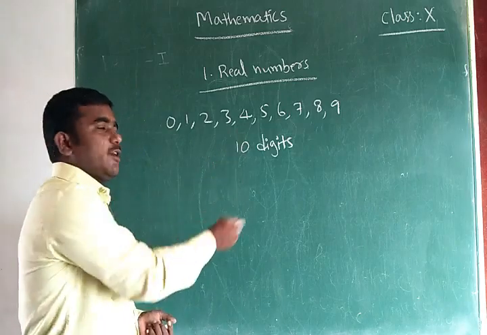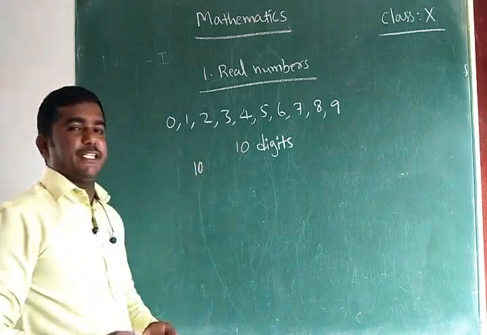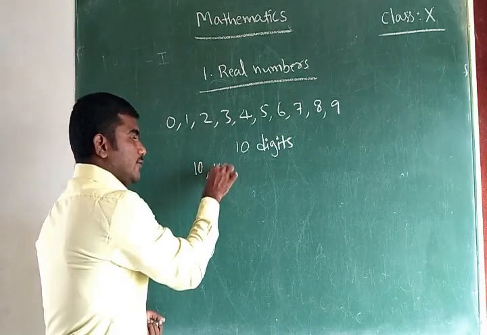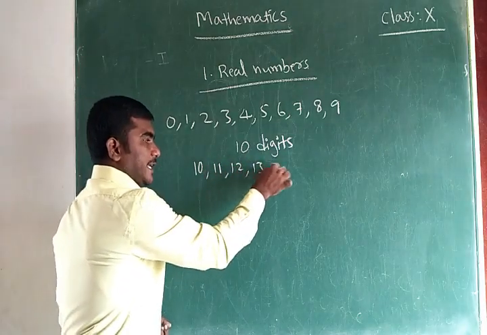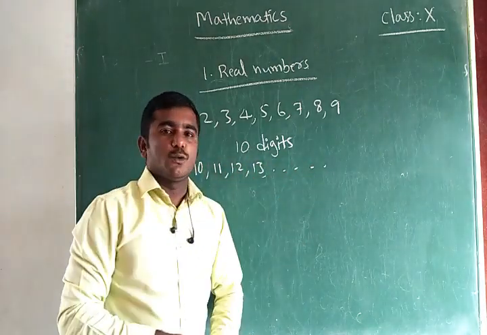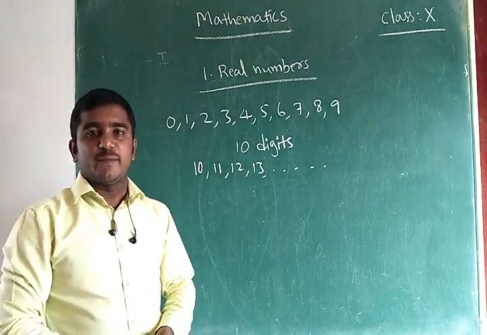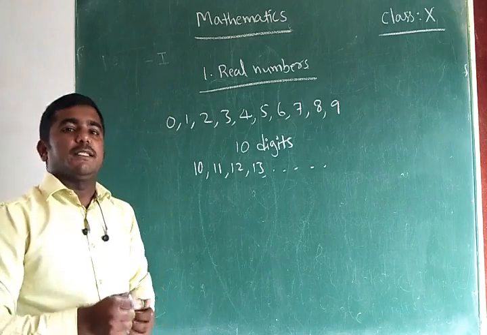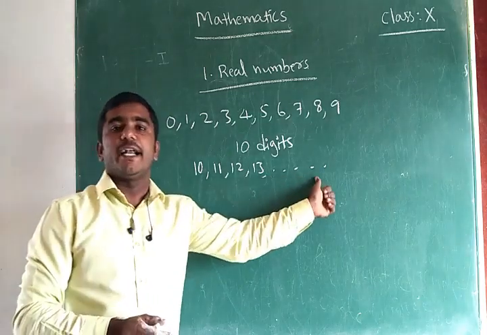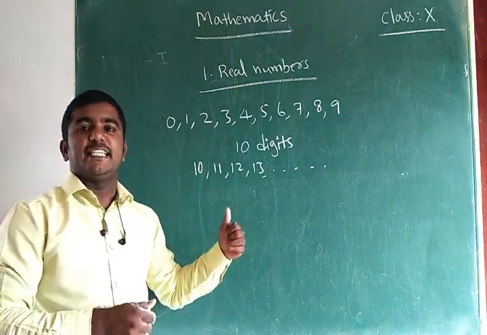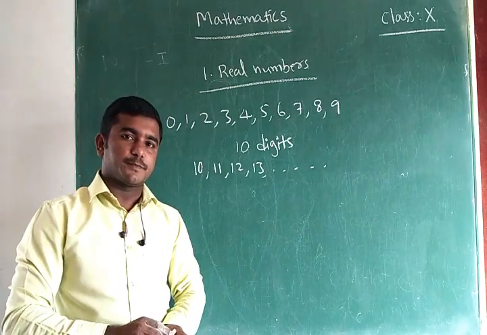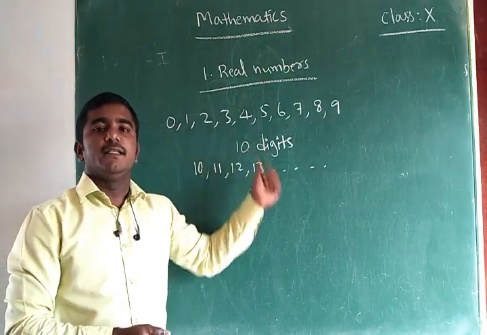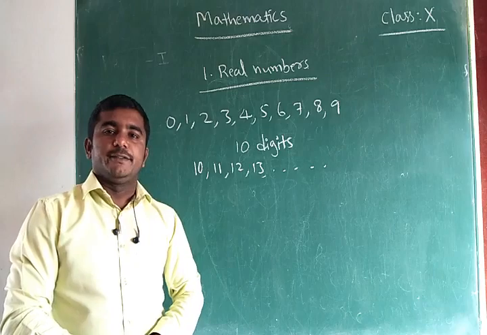After 9, what is 10? 10 is nothing but the combination of 1 and 0. Similarly 11, 12, 13 we can write like that. So the total number of digits in mathematics is 10. And how many numbers are there? Undefined, because we can't say; there are infinite numbers. The number of digits is 10, the total numbers are undefined.